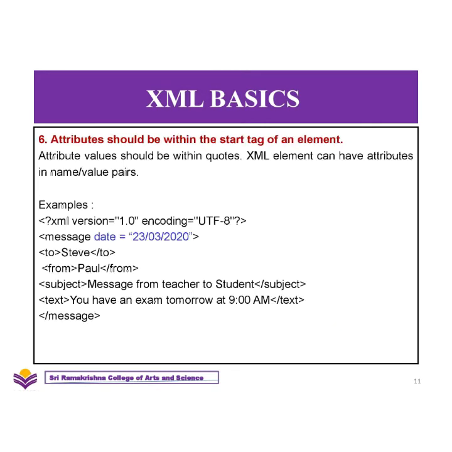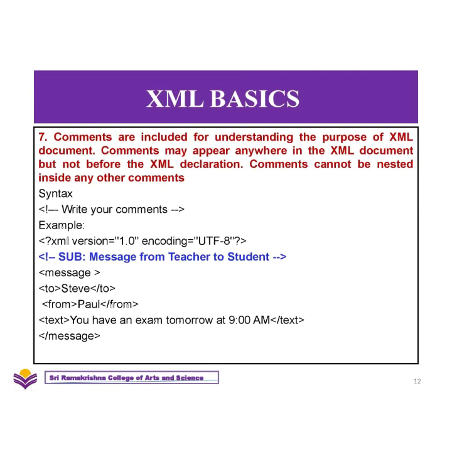Attributes should be within the start tag of an element. They should be within quotes. An XML element can have attributes in name value pairs. In the example, date is an attribute of the root element message. Comments are included for understanding the purpose of the XML document. Comments may appear anywhere in the XML document but not before the XML declaration. They cannot be nested inside any other comments. Given is the syntax for an XML comment. In the example, line 2 indicates a comment.